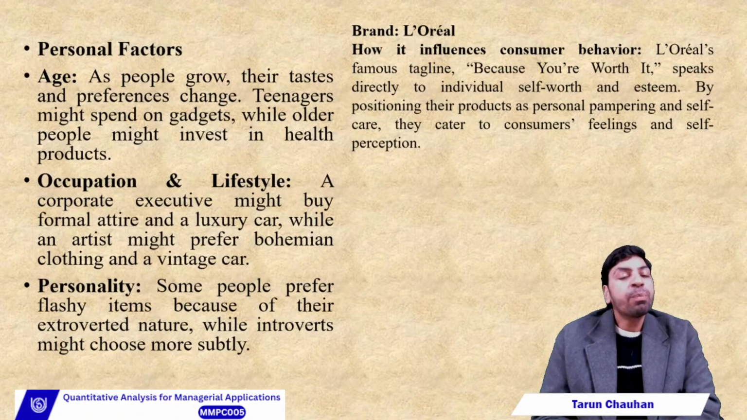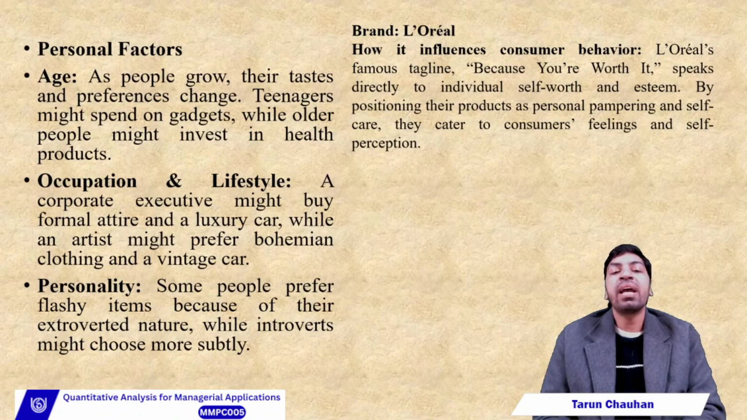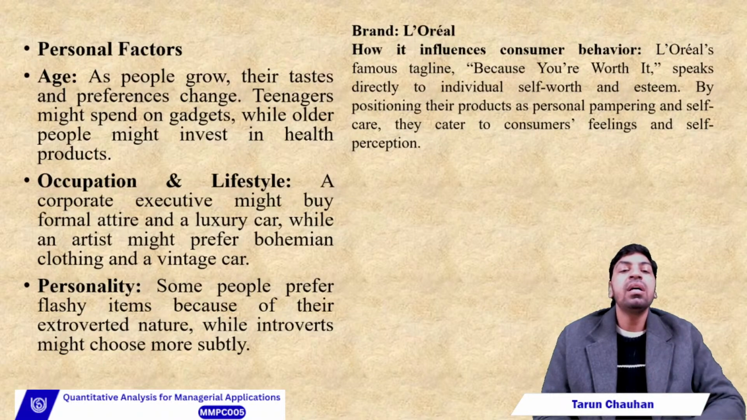Next one is occupation and lifestyle. A corporate player might buy a formal dress or a luxury car, while an artist might prefer informal or casual clothes and a simple car. So it depends upon the occupation that you are dealing with and how much you can incur to show your occupation and lifestyle.